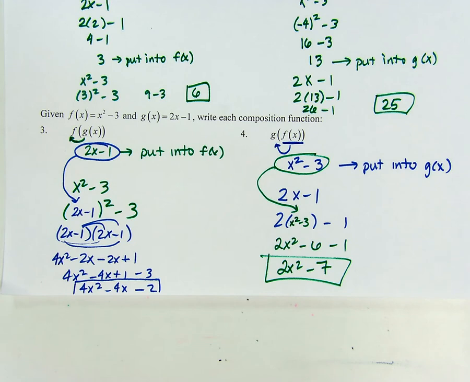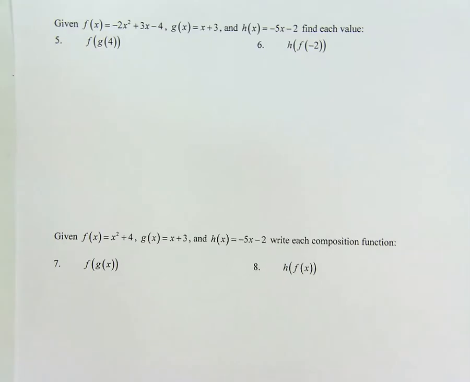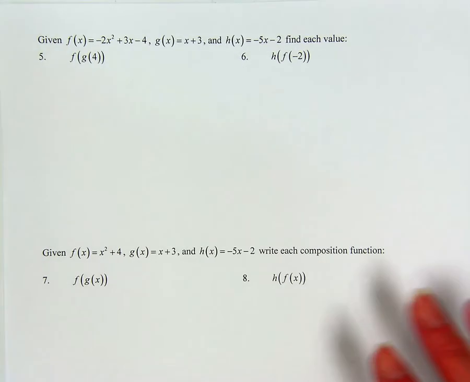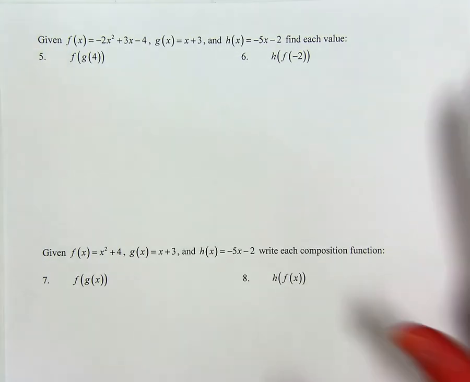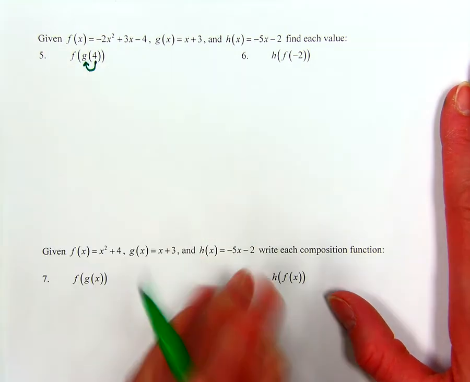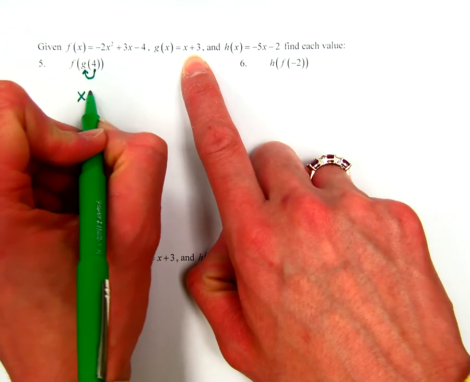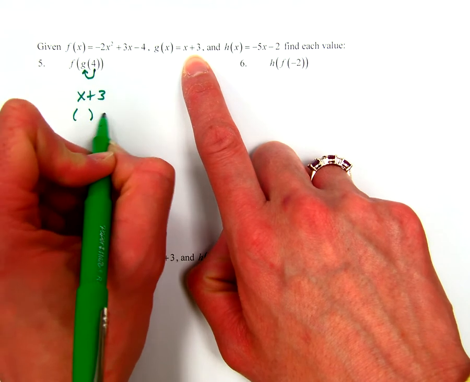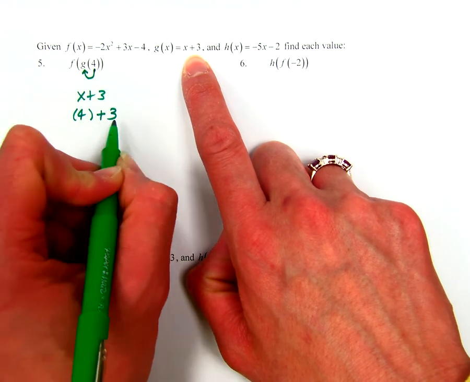All right, so flip over to the back. We're going to do the exact same thing, except now they give you 3 different functions to look at, f, g, and h. So pay attention. So this one, they want you to take the number 4 and put it into equation g. G says x plus 3, but they don't want you to use x, they want you to use 4. So this gives me 7.